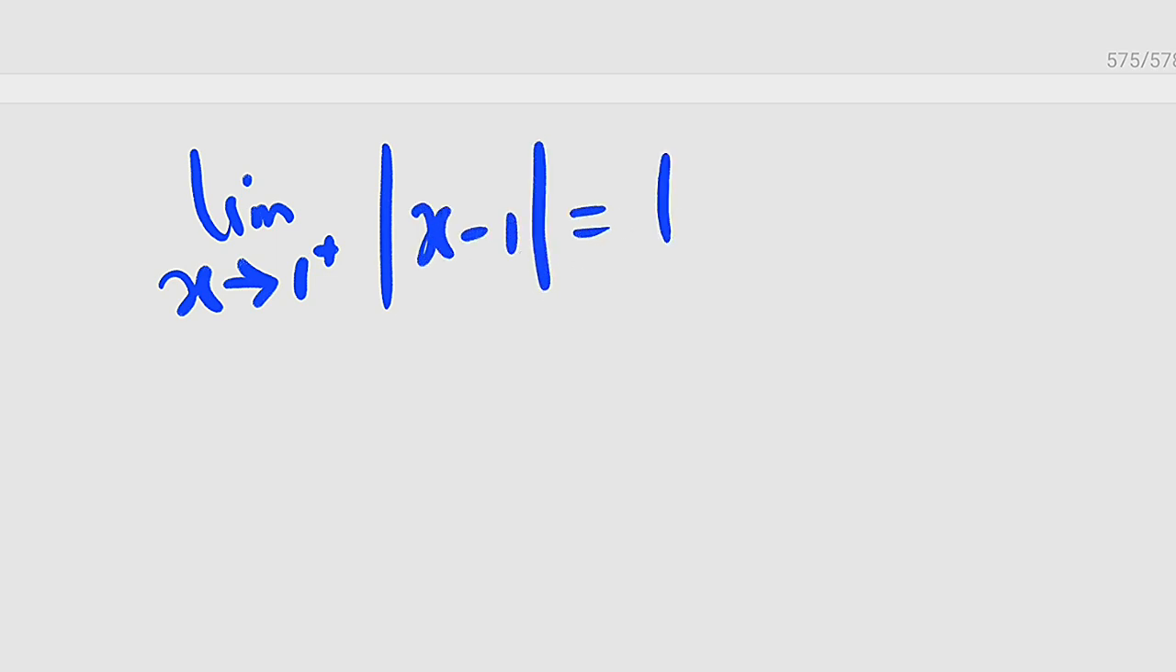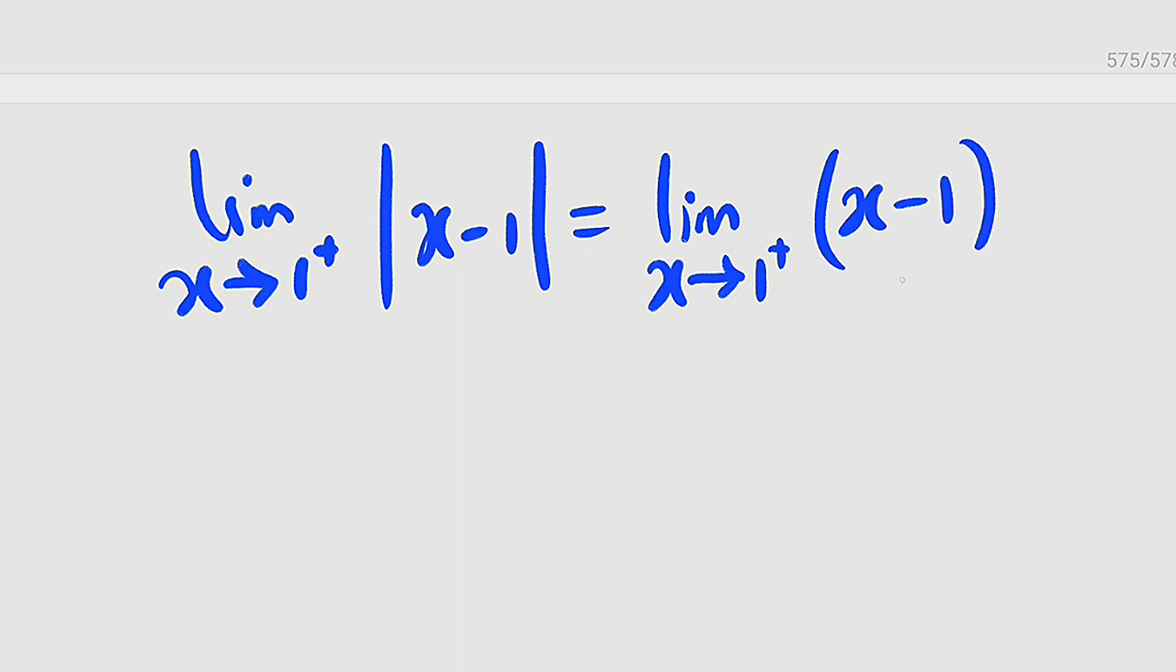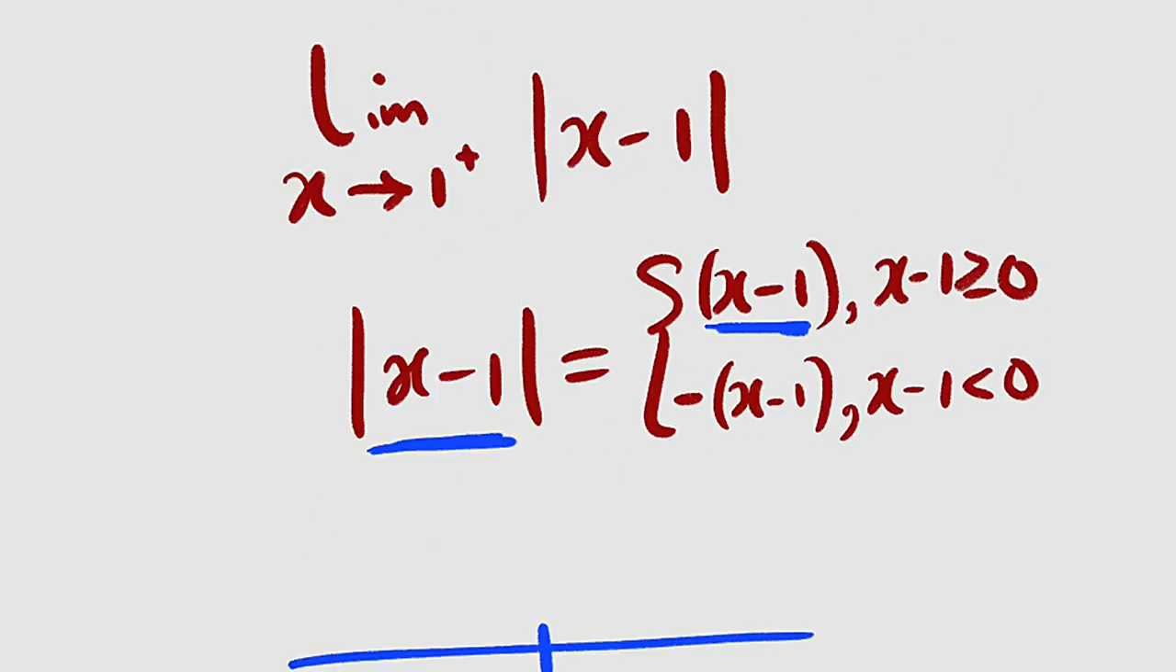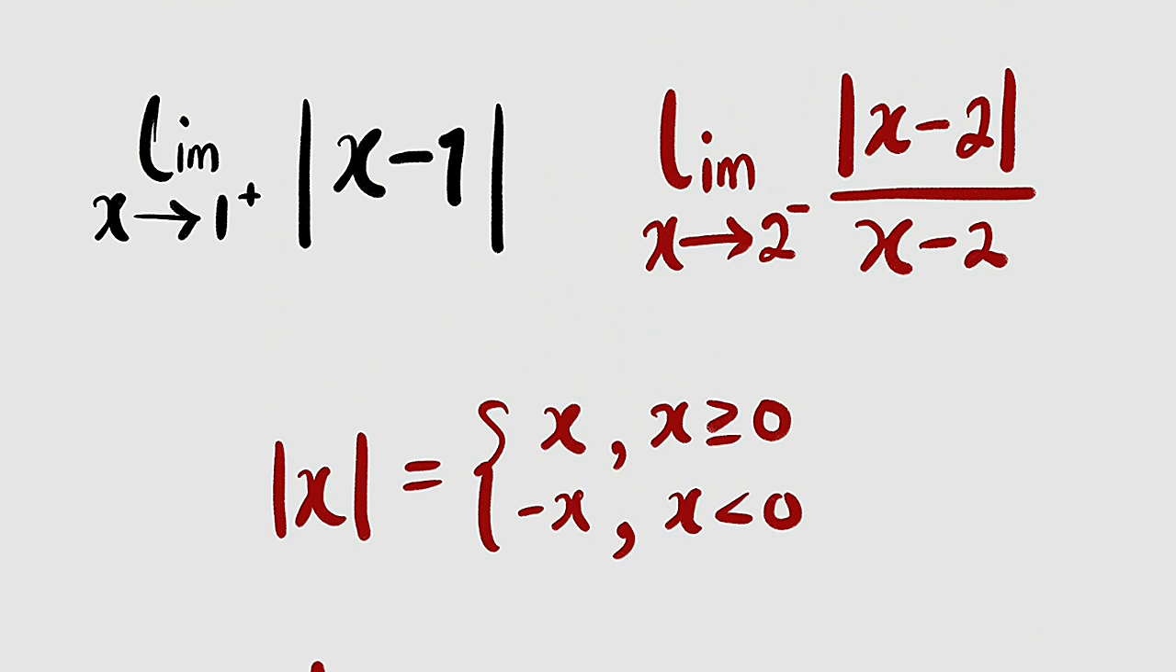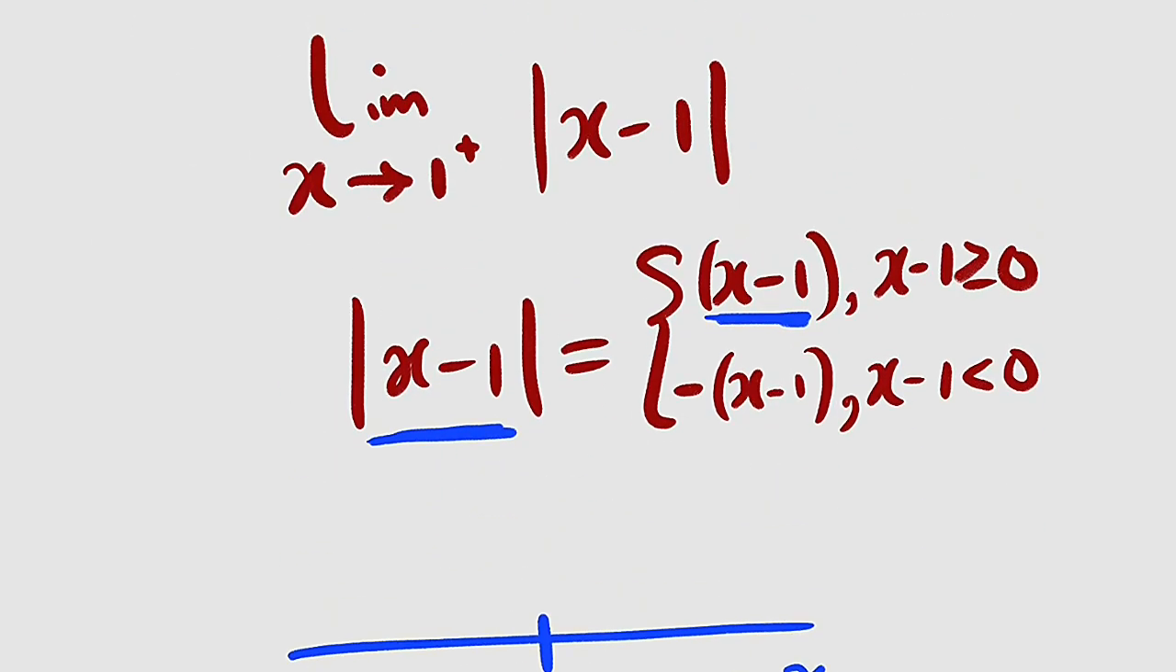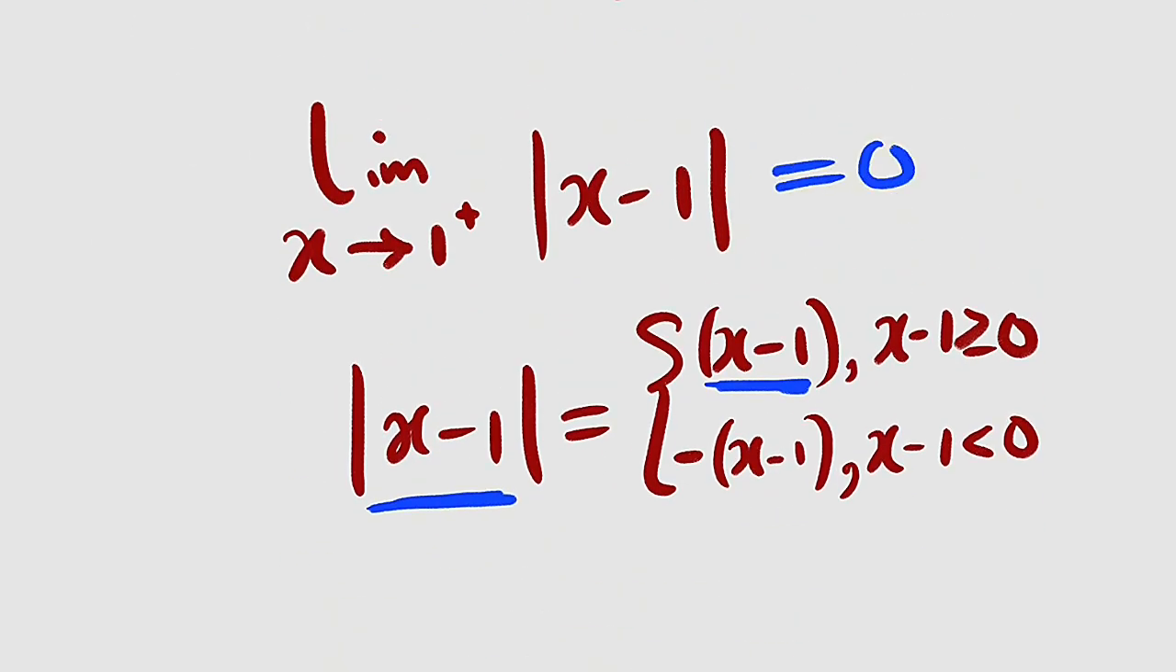Therefore the limit as x approaches 1 from the right of the absolute value of x minus 1 is equal to the limit as x approaches 1 from the right of x minus 1. We are just going to consider it as positive. So from here you can substitute x equal to 1 directly. So this is equal to 1 minus 1, which is equal to 0. This implies that the limit of this function is definitely equal to 0.